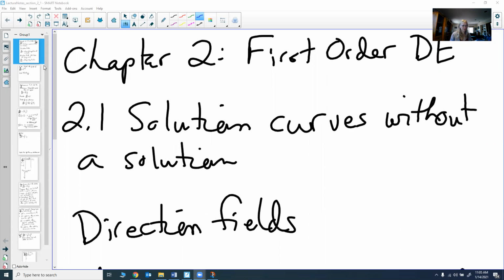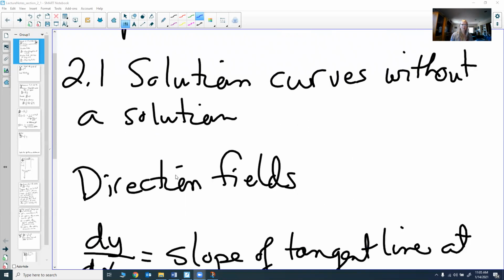Before we look at how we physically solve them, we're going to look at what the solution curves look like. You can actually look at what the solution is without knowing what the solution is algebraically, by looking at what we call direction fields. So that's what we're going to look at: how do we look at and visualize the solution curve.